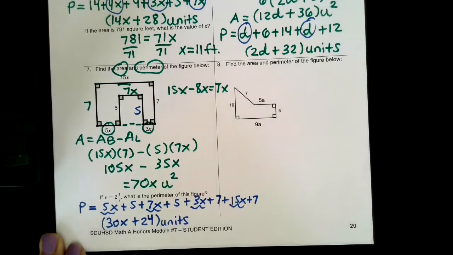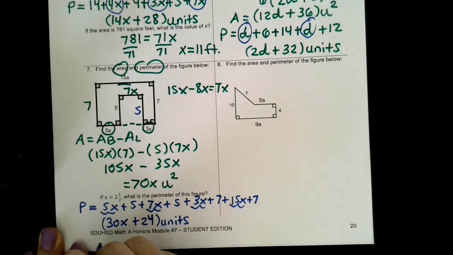All right, so now it's saying if x is equal to 2.5, what would be the perimeter? So I'm going to take my value of x and plug in 2.5. So I'm going to multiply.